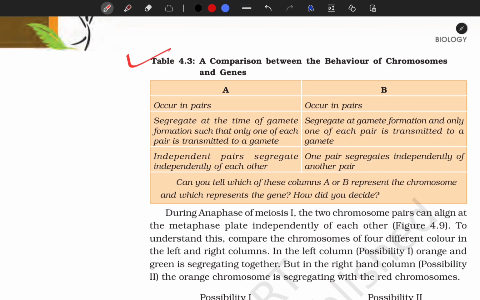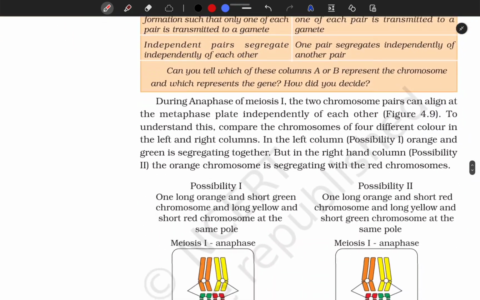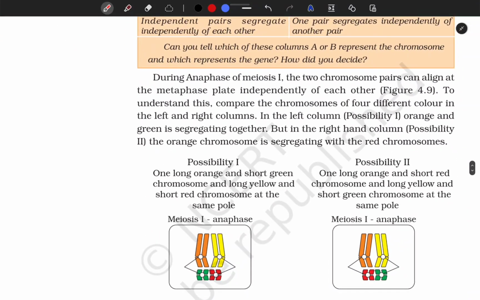Column A and B both occur in pairs. A segregates at the time of gamete formation such that only one of each pair is transmitted to a gamete, while B segregates at gamete formation and only one of each pair is transmitted to a gamete. In A, independent pairs segregate independently of each other, and in B, one pair segregates independently of another pair. Can you tell which of these, column A or B, represents the chromosome and which represents the gene?